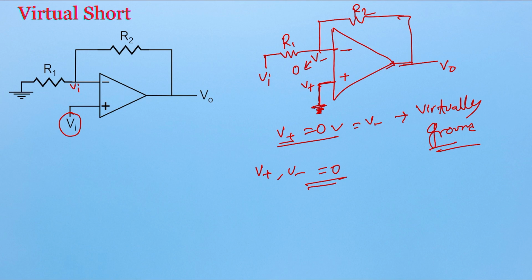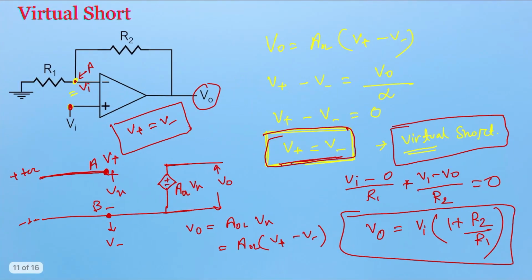But for the earlier question, you cannot say by using virtual ground that this point is equal to Vi. It's wrong. But here we can say by virtual ground that V plus is equal to V minus is equal to 0. So this is the concept of virtual ground. Now I think you already understand the difference between virtual ground and virtual short, and how we get them when the open loop gain is infinity.